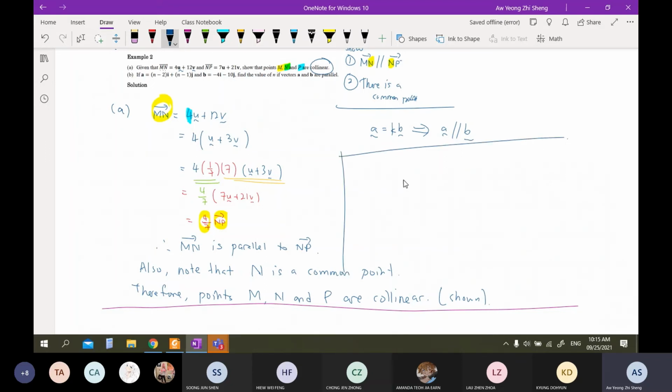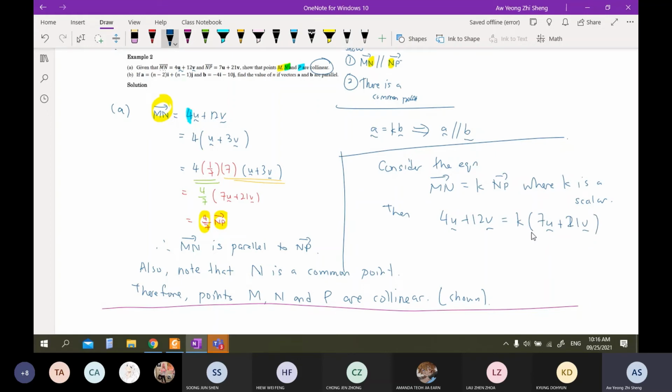Yeah? Okay, so you can say, consider the equation mn equals to k np, where k is a scalar. Okay. Then you have mn. Okay, then you have what is it? 4u plus 12v is equals to k times 7u plus 21v.